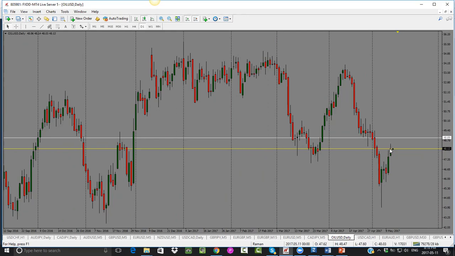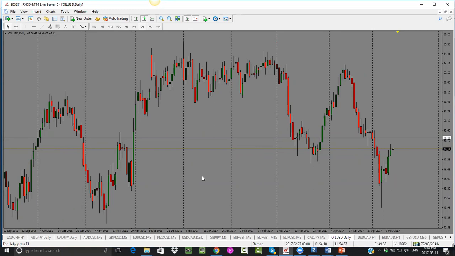So this is a neutral candle, bullish to neutral candle. So at this point we could see the oil price rise, and it could go into the 48.89 level here into this support and resistance area. So that's something to keep in mind.